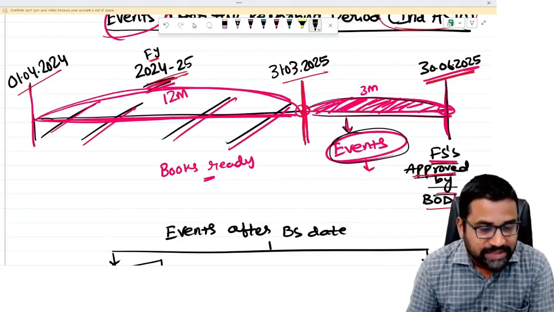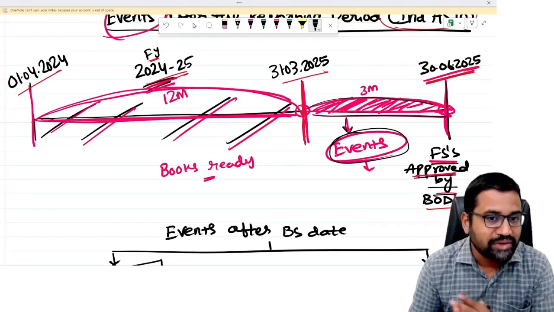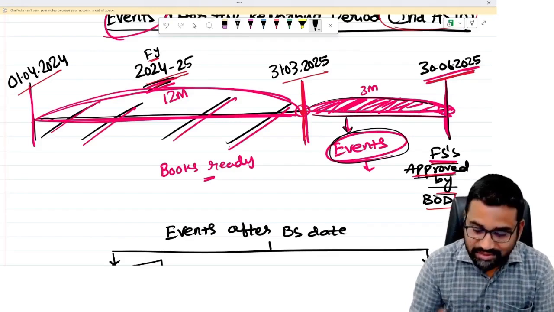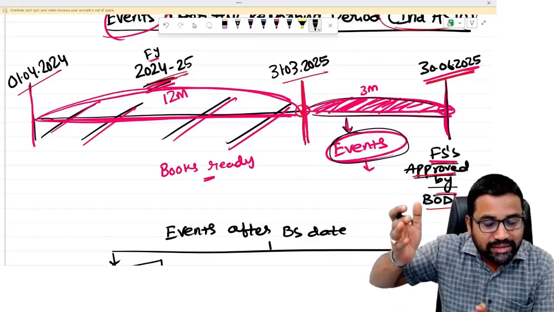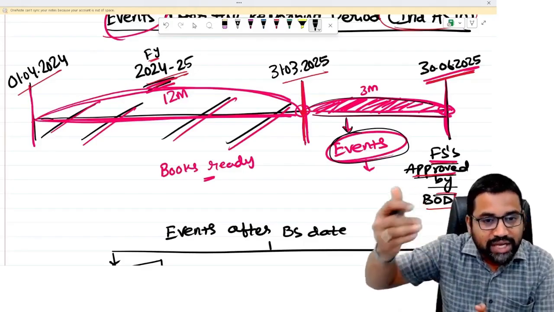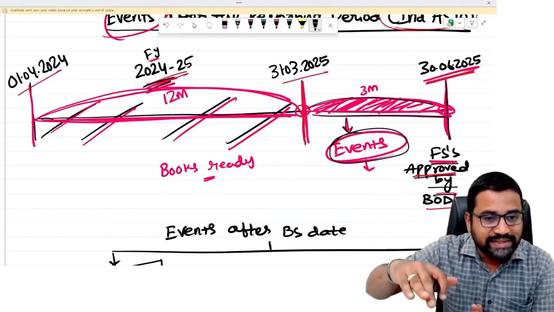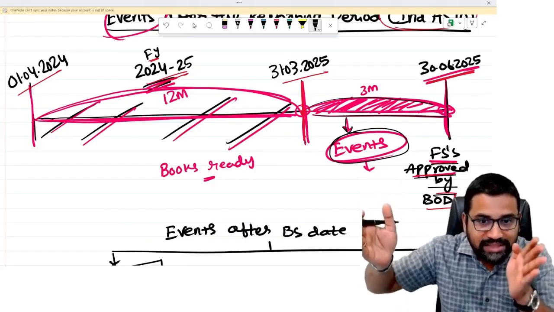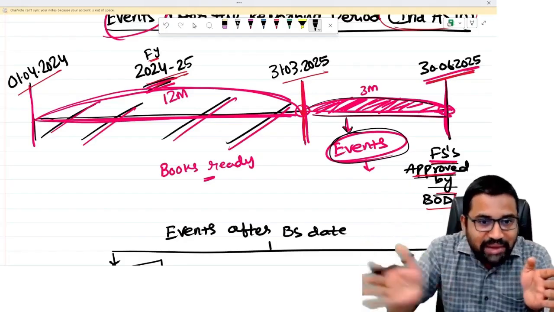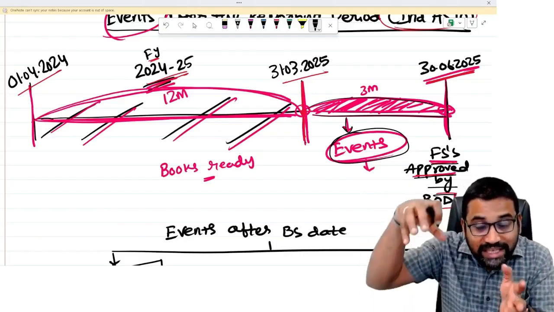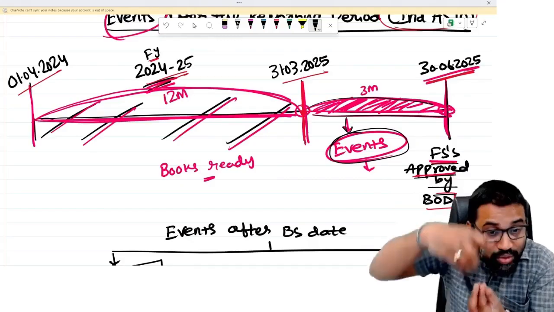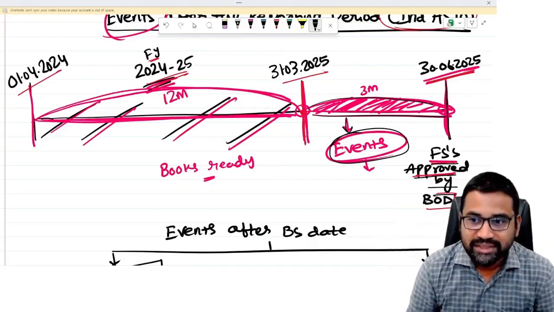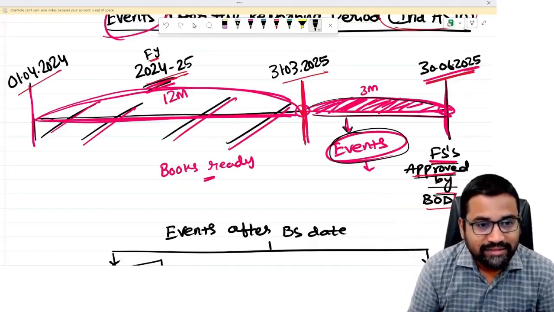Because see, already 31st March is over, but financial statements are not yet prepared. So we have time till the books are ready. And once the books are ready, we need to prepare financial statements and they will be approved. So they are saying the balance sheet date, approval date. In this gap, if any event happened, whether the effect of that event we will include in the current year financial statements. Will it be considered?